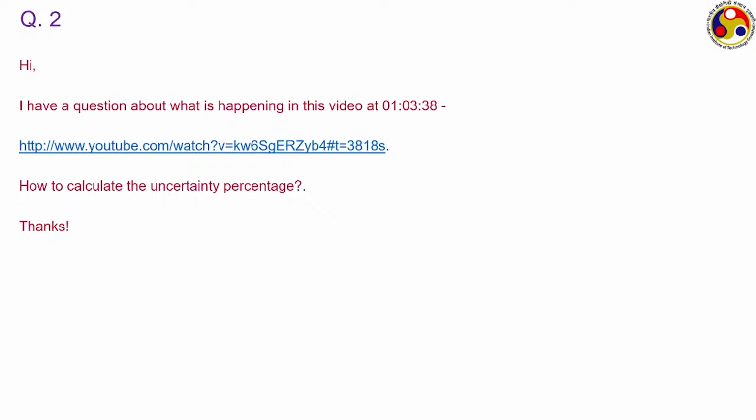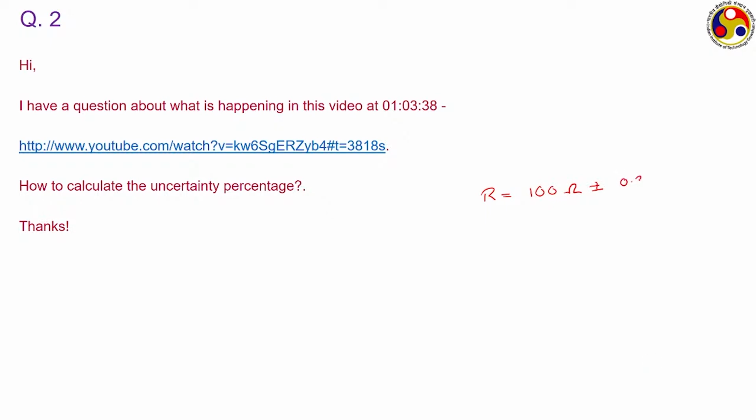Now this is the second question, about how to calculate the uncertainty percentage. There are actually a couple of ways of defining a percentage. Suppose I am talking about a resistance having a value of 100 ohm plus minus some uncertainty. Now that uncertainty can be given in 2 ways. One is where the absolute magnitude is given.